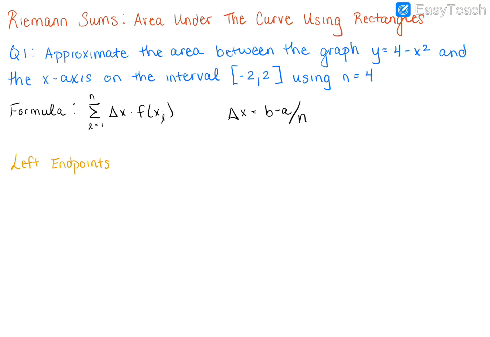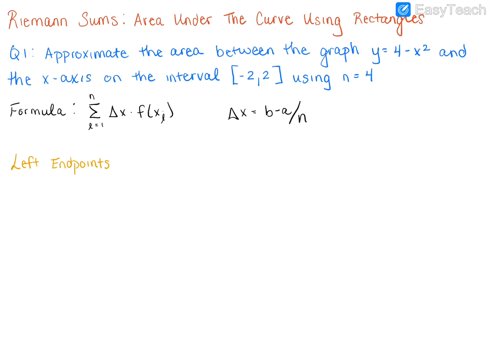Hello everybody. Today we're going to be reviewing another Riemann sums problem, except this time we're going to do left endpoints, right endpoints, and add in midpoints. So our first question is: approximate the area between the graph y equals 4 minus x squared and the x-axis on the interval of -2 to 2 using n equals 4.